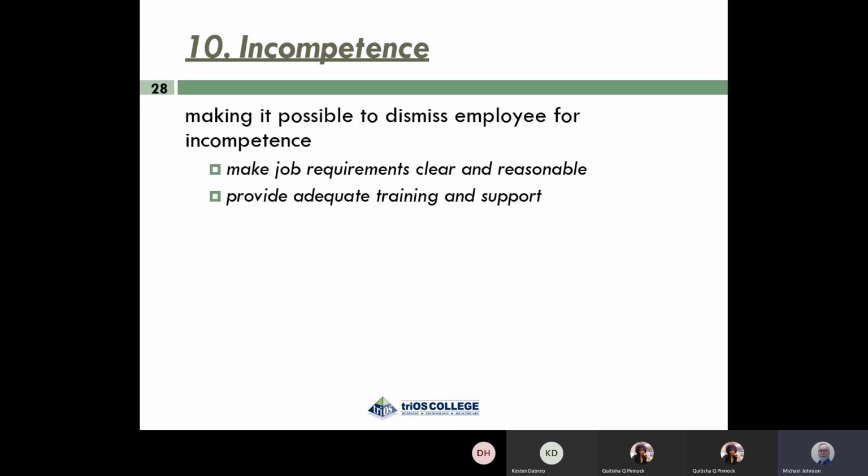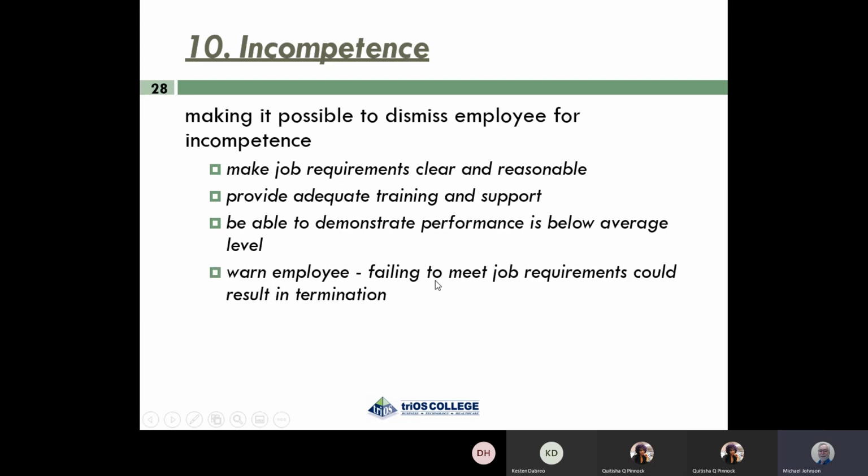Providing adequate training and support. Well, these are the things that we try to do. We really do have a vested interest because we decided we wanted to hire the person. Obviously, there was a reason. And if it was a viable enough reason, then we definitely want to invest in that individual in some particular way.